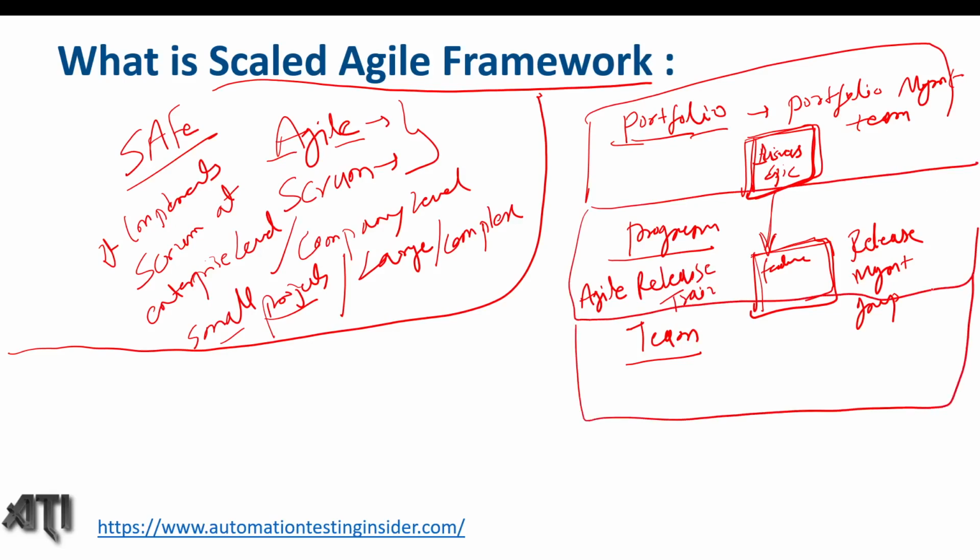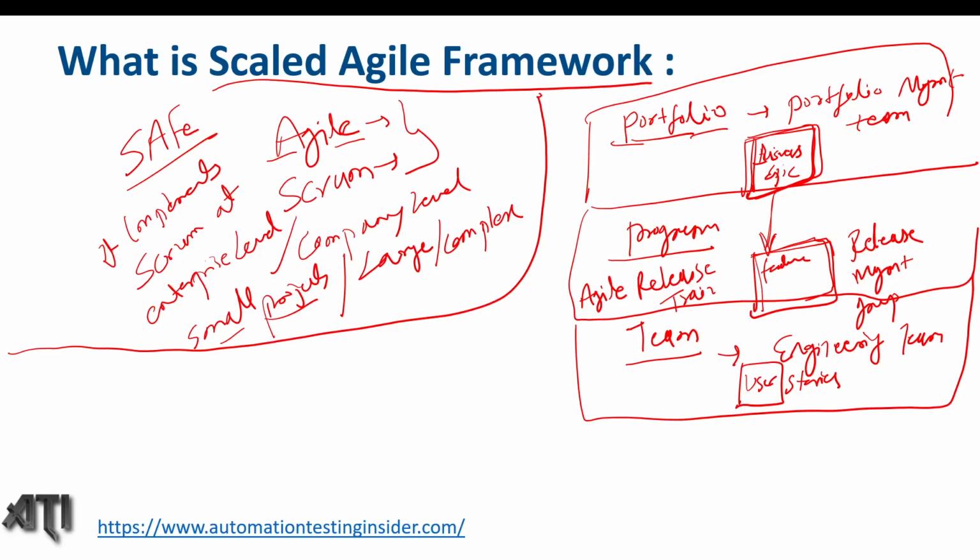Now the third level is team. So here the engineering team will work to implement all the features, converting features into user stories. We have seen what a user story means. It may contain one feature or multiple features based on the requirements, the size of the requirement, the size of the work that needs to be done for a particular feature.